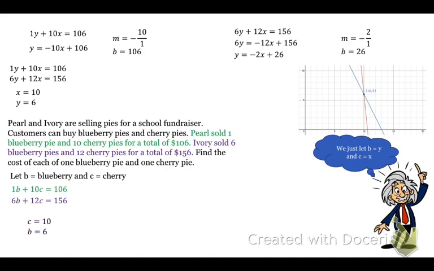Okay, so that means if x equaled 10 and I said that x equals c, that means c equals 10 and that means b equals 6. So that means each blueberry pie was $6 and each cherry pie was $10.